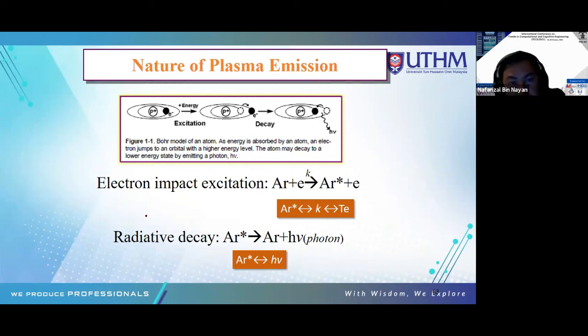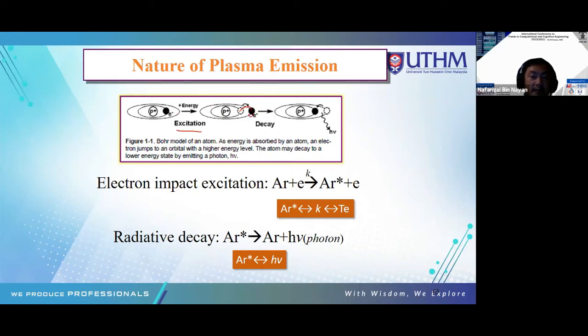So for the neutral atom, you have a proton and the nucleus inside here, and then the electron is surrounding the nucleus. When we add energy to this neutral atom, what will happen to the electron at this orbit? It will jump to another orbit, right? So we call this excitation, where the electron jumps to another orbit.